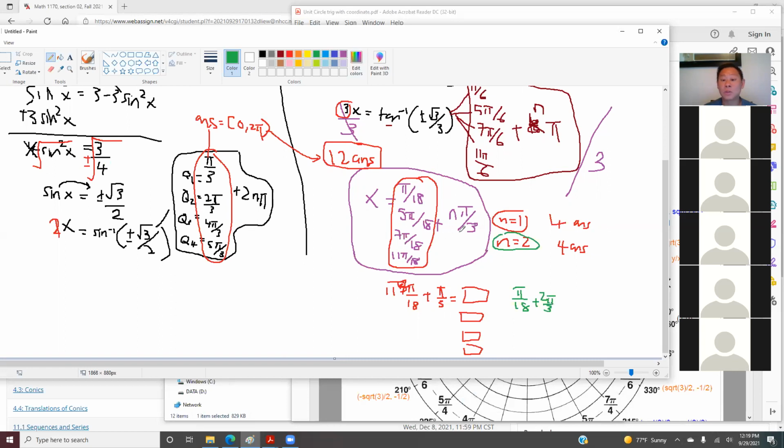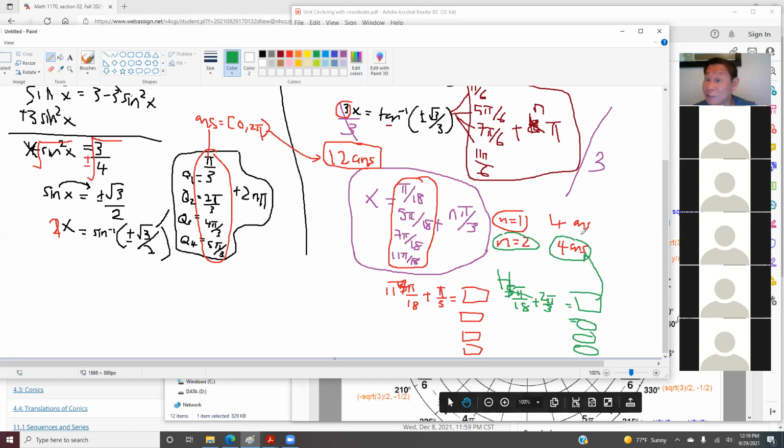Because now your n is 2, you will get another answer. And then you do the 5 pi over 18, you get the second. 7 pi, you will get the third. And then 11 pi, you will get the fourth. So this is how you get your 4 answers for n is 2.